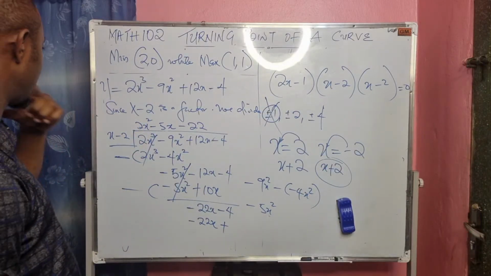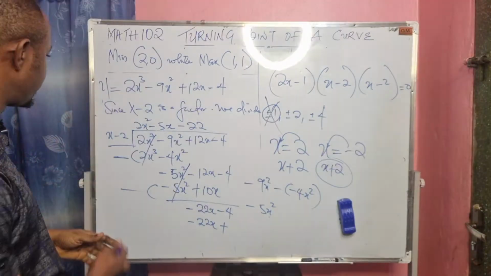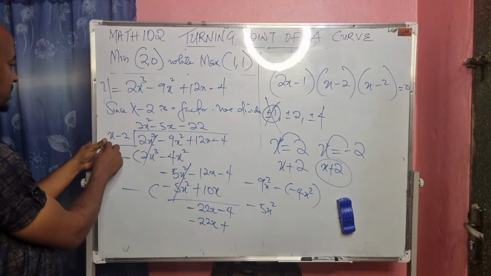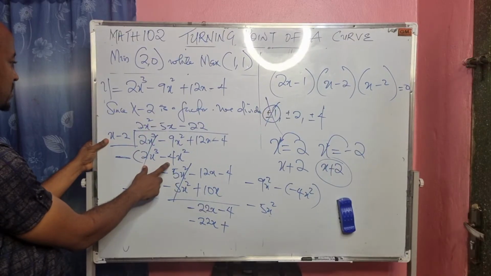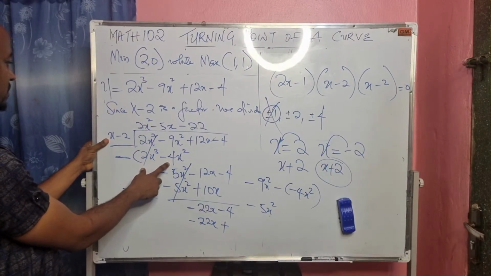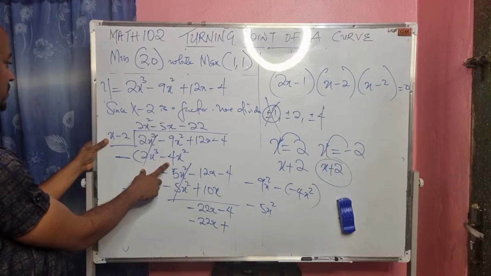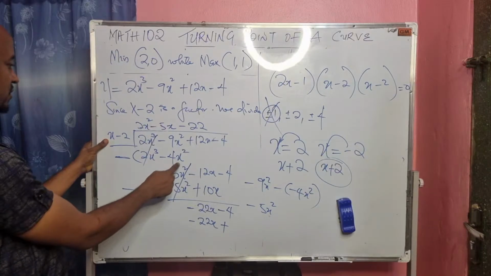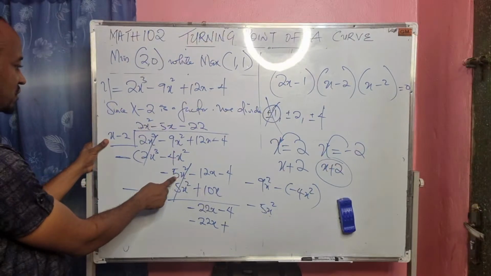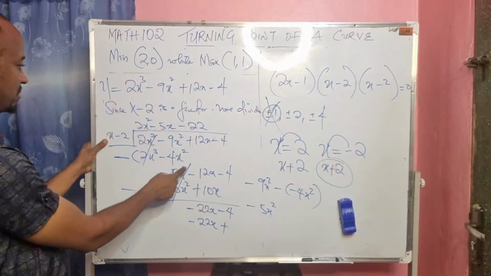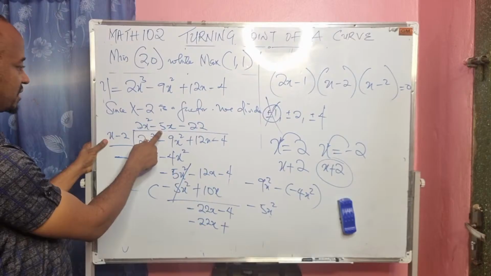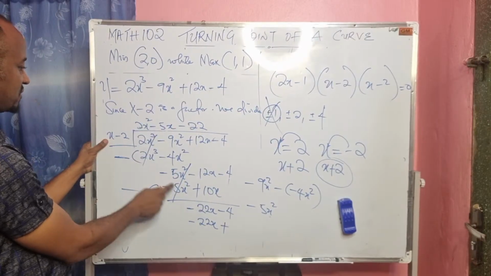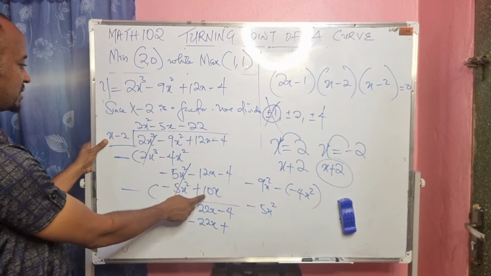Minus 2x squared. This will give us this. This times this gives us this. This times this gives us this. Right? Okay. Then this cancelled. This minus this is 5x squared. This came down. Divide this with this. We have minus 5x. This times this gives us minus 5x. This times this gives us minus 10x.